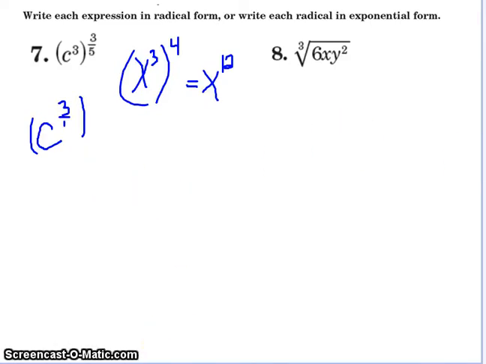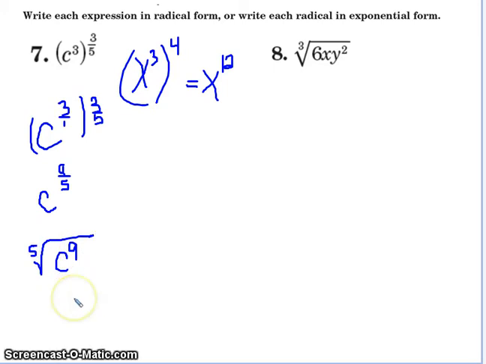Okay, so we left off and I said that we can represent c to the third as c to the 3 over 1, and then we have 3/9. And so just as we multiplied the 3 and the 4, we're going to multiply these two fractions. And that's going to give me c to the 9/5. If you remember, the number on top is the power, so it's c to the 9th. And the denominator is our root. So we're taking the 5th root of c to the 9th.